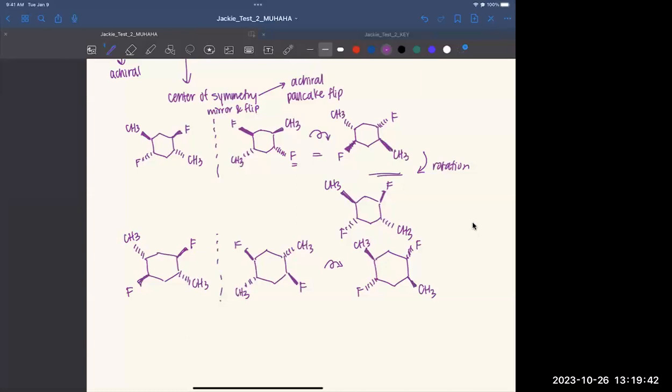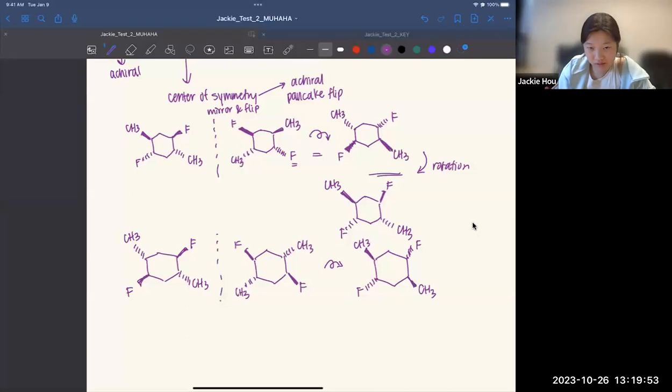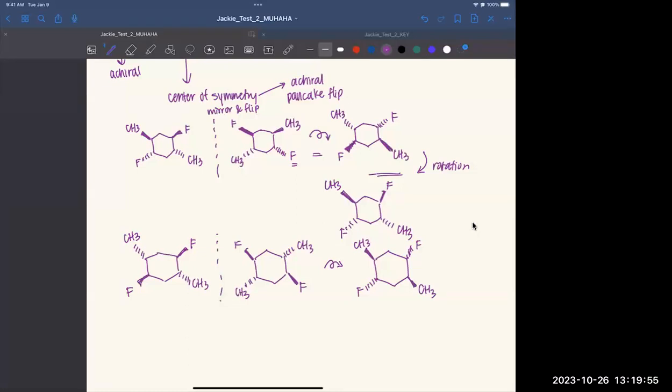Well, from what I understand, you're not really flipping it. You're just changing the stereochemistry, right? Or like the spatial arrangement of the molecules. For pancake flipping, I'm sorry, wait, did I read that wrong?